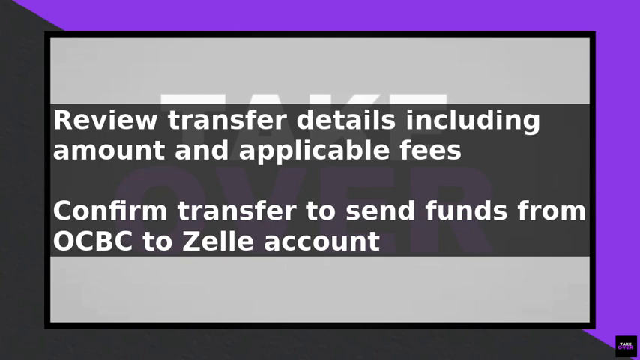In summary, transferring money from OCBC to Zelle is a straightforward process that requires you to log into your OCBC online banking account. Select the transfer option, add the recipient, review the transfer details, and confirm the transfer. By following these steps and being aware of any applicable fees and transfer limits, you can securely and efficiently transfer money to Zelle users.